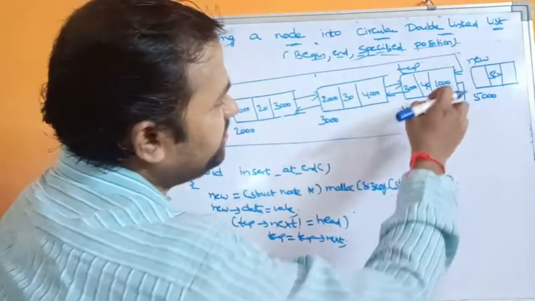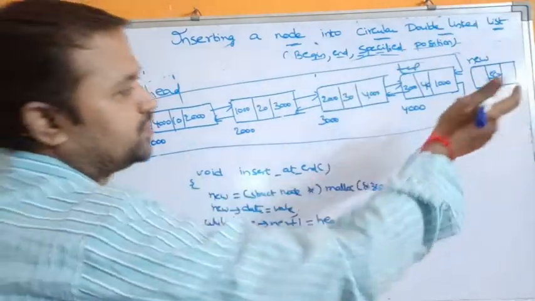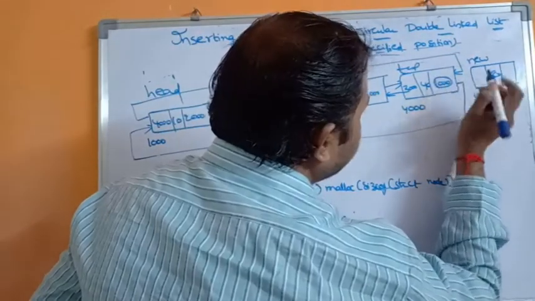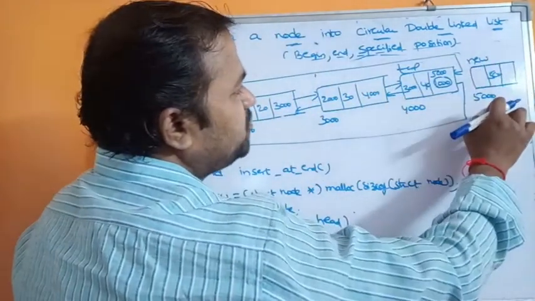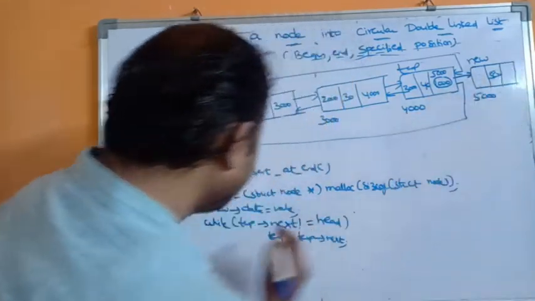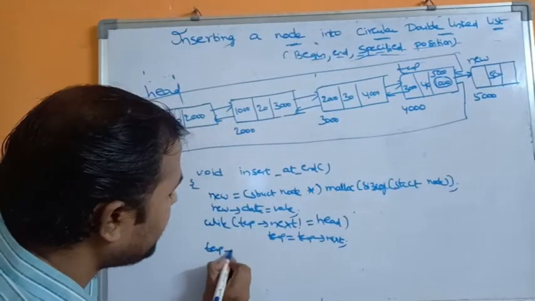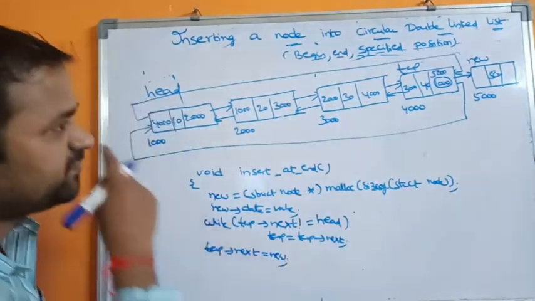Now we have to establish the connection from the last node to the new node. So now here in place of this 1000 we have to store 5000. So temp->next = new, which is 5000. If we store 5000 here, then a link will be formed like this. So from the last but one node to the last node, a link will be formed. Temp->next = new.